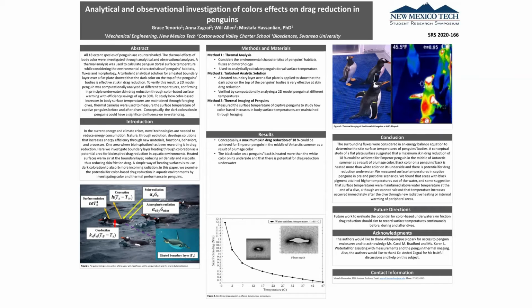So what we found was that conceptually, you could get a maximum skin drag reduction of about 18%. And this can be achieved for an emperor penguin in the middle of the Antarctic summer as a result of their plumage, which is their feather color. The other result we found was that the black color on their back is heated more than the white color on their underside. So there's definitely potential for drag reduction.